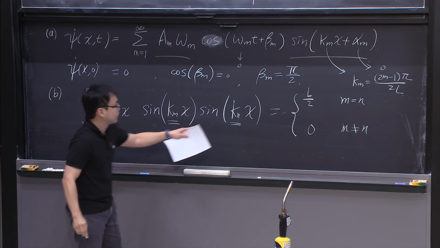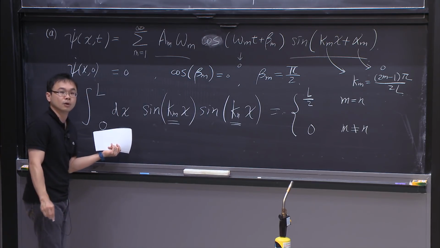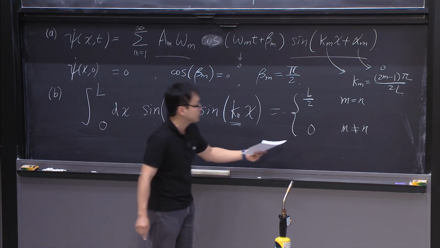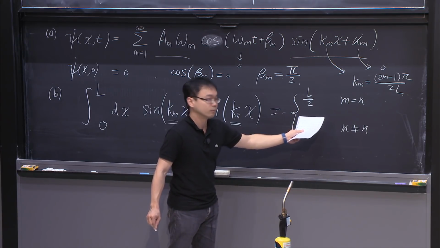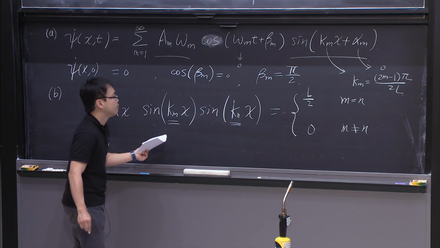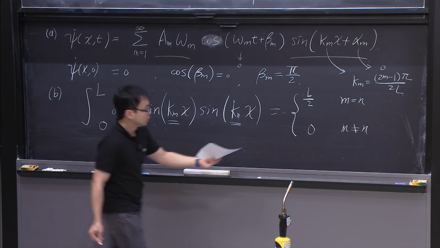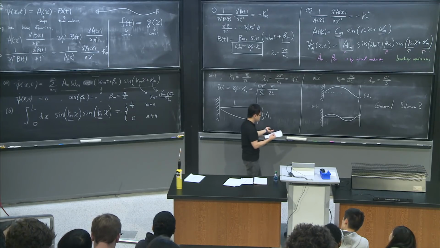If k_n and k_m are different, you can go ahead and do this exercise, and you will find that indeed, if they are the same, then you will get L over 2. On the other hand, if the k values are not the same for the first and second sine function, you are going to get 0. So that's very good news.